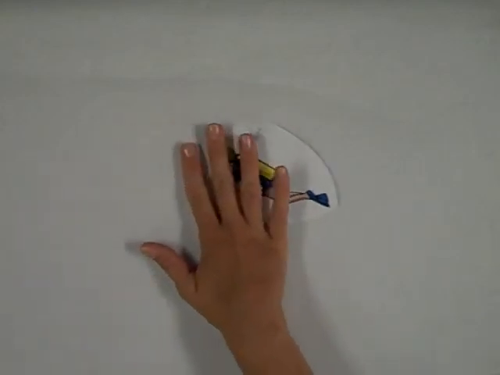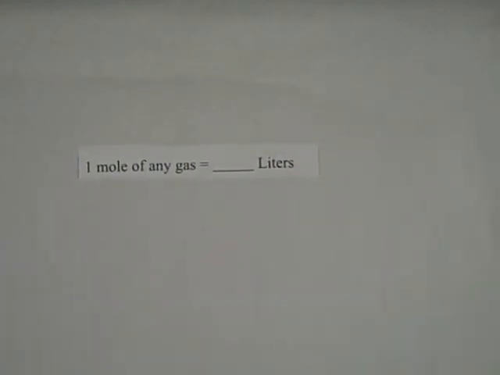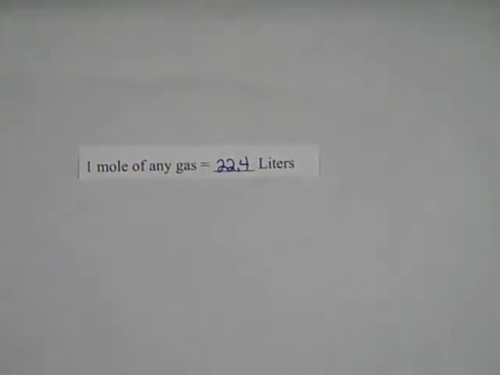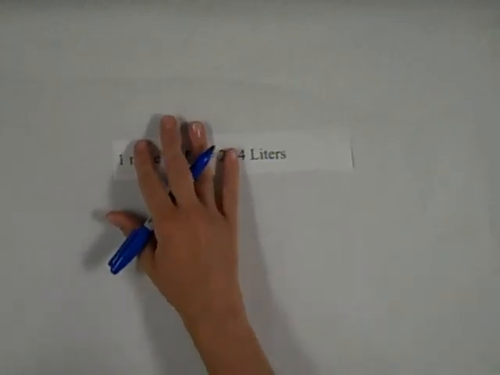Here's the last method in its simplest form. 1 mole of any gas takes up 22.4 liters of space. And that's at standard temperature and pressure. So if you had 1 mole of, let's say, helium, because helium's a gas, you'd have 22.4 liters. It would take up 22.4 liters of space at standard temperature and pressure.